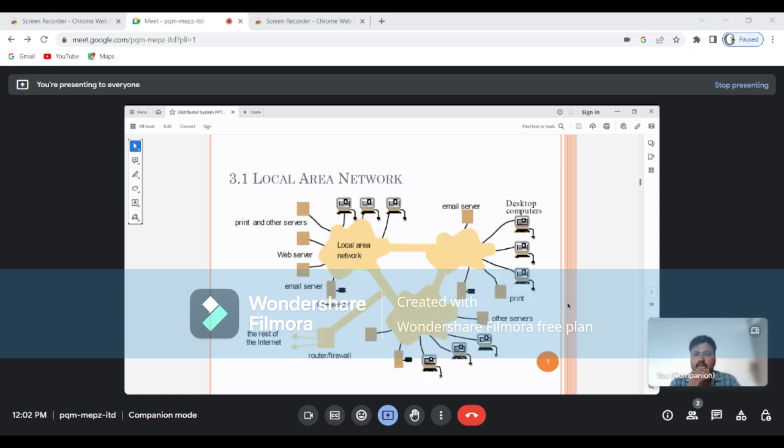What you are seeing on the screen is a local area network. It contains a number of computing systems, printers, web servers, email servers, or anything like that. These computing systems are connected by the local area network. It involves the background concepts of router, firewall, file server system, FTP, UDP, wireless or wired systems. Anything like this comes under the category of a local area network. So this is one example.